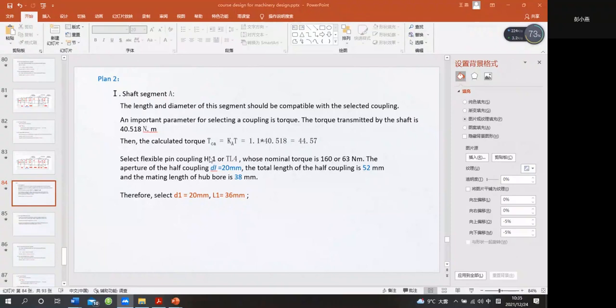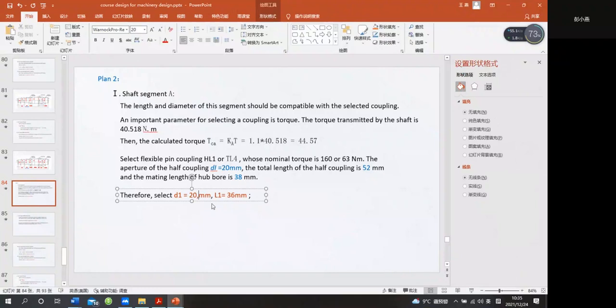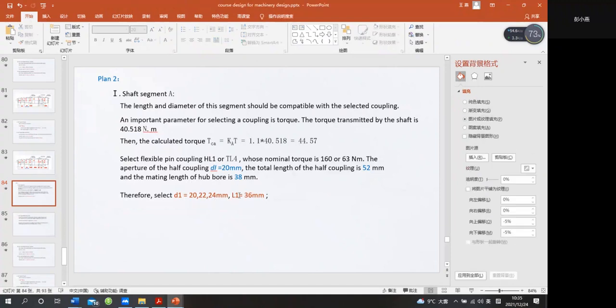And if we choose the HL1 or TL4 type coupling, for D1 you can choose 20 millimeter, or consider the decrease of strength by the keyway. You also can choose a larger diameter because the keyway may decrease the strength of the shaft, so the diameter should be larger. So you can choose 22 or 24, and the length should be a little smaller than the mating length.